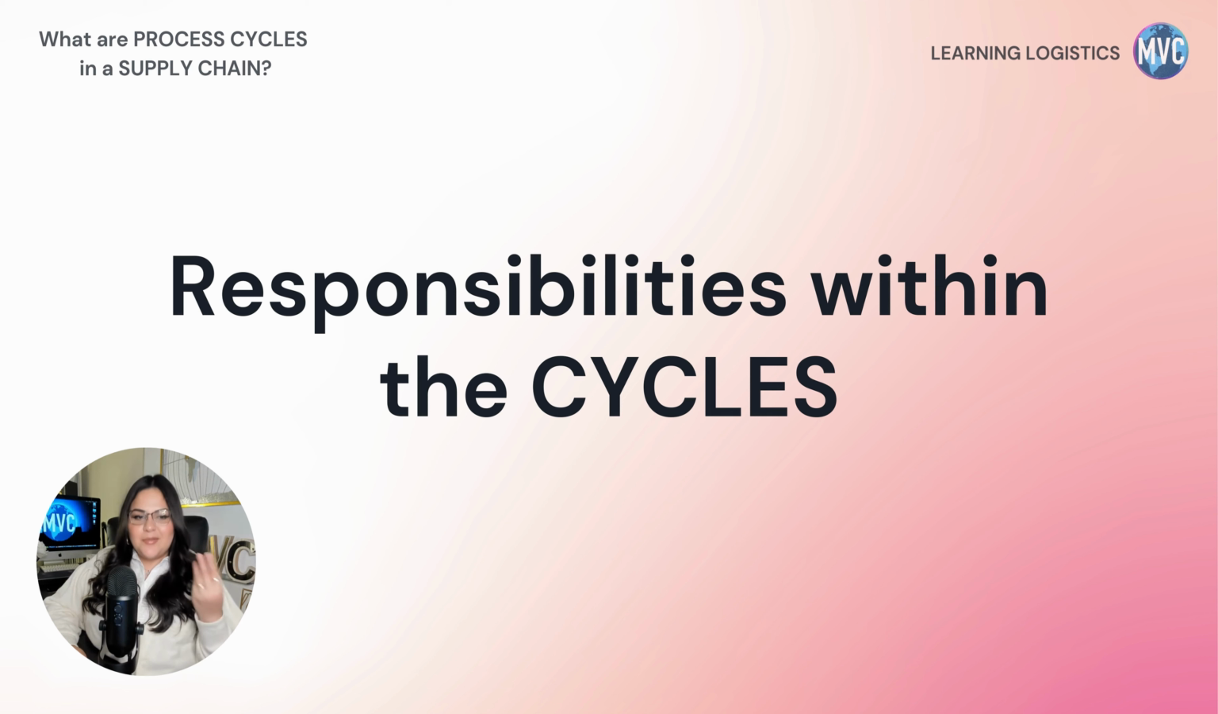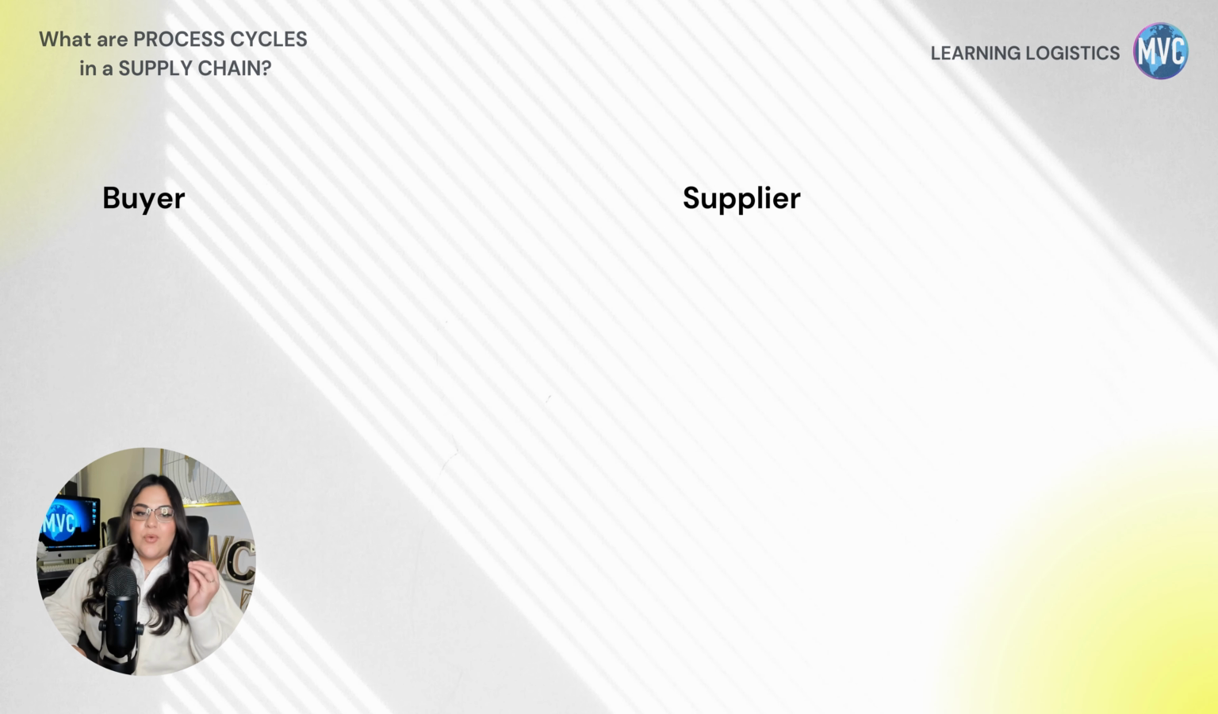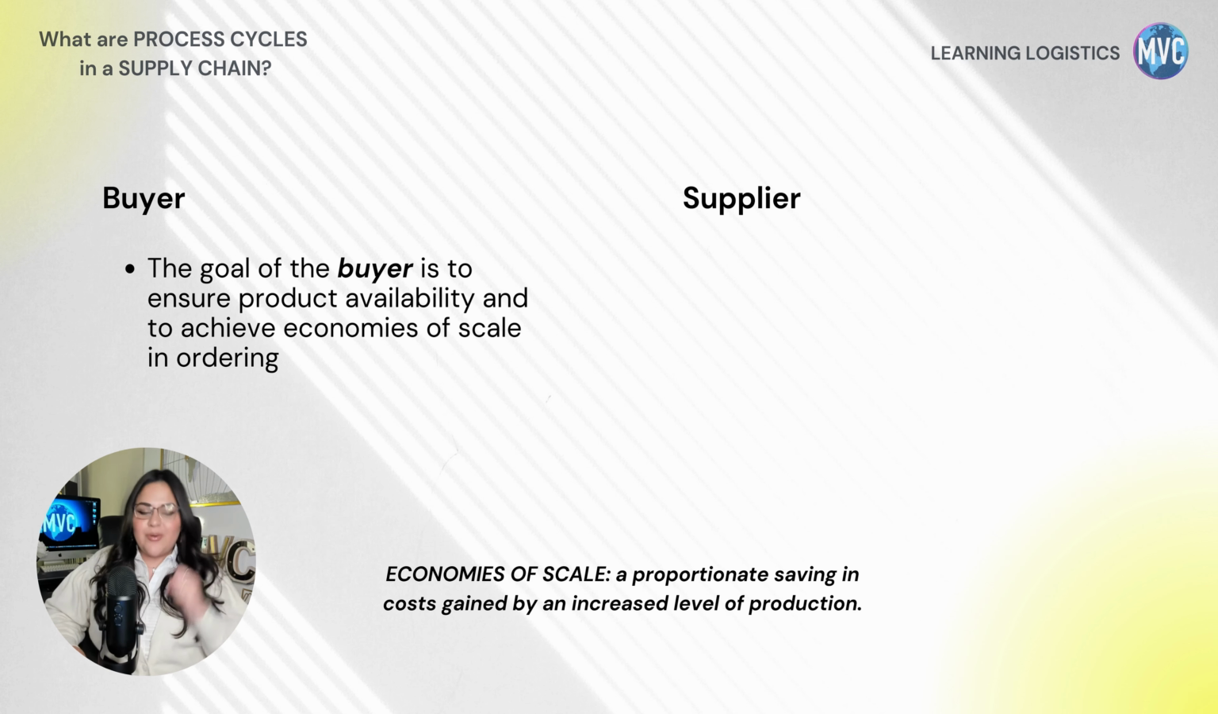Up next, we're going to talk about how the buyer and the supplier play a role in the cycles and their responsibilities. When we talk about responsibilities, we really mean the ultimate goal or objectives for either the supplier and the buyer. Within each cycle, the goal is to ensure product availability and to achieve economies of scale in ordering.